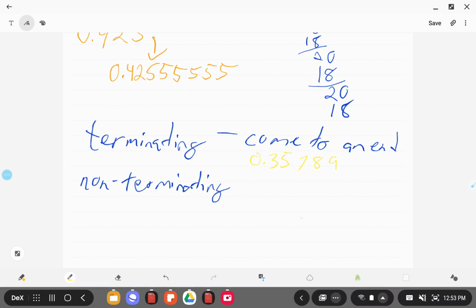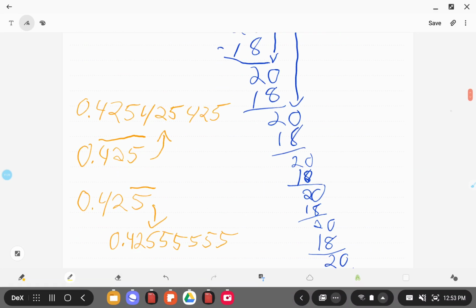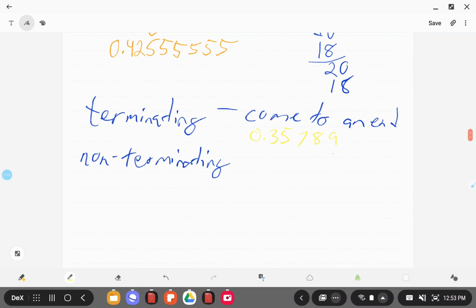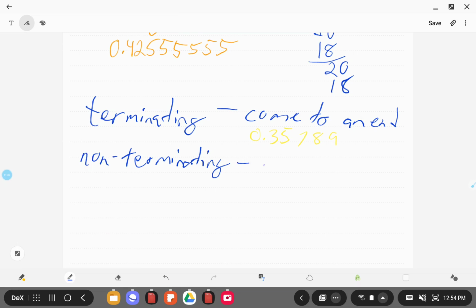If you're doing long division and you eventually get to a point where once you subtract, you come out to 0, like we did right here, you're done, right? But sometimes it takes a few decimal places before we get to that part. But if it comes to an end at all, we call it a terminating decimal. Non-terminating means that it never comes to an end. It never reaches its end. It goes on and on and on forever, all right?